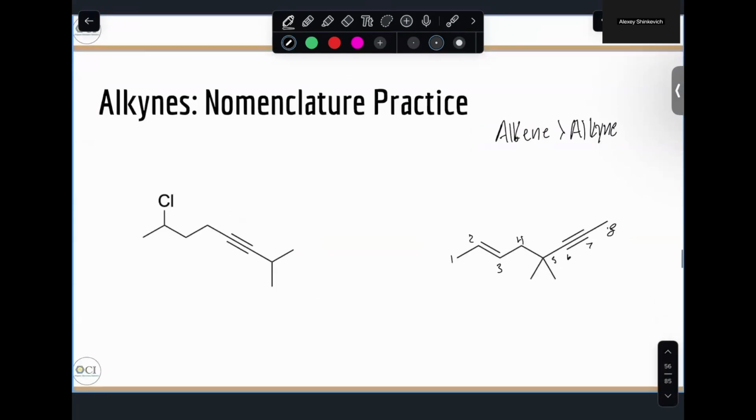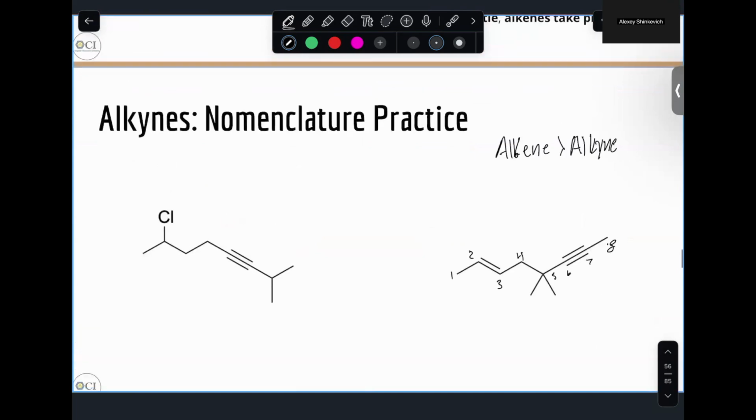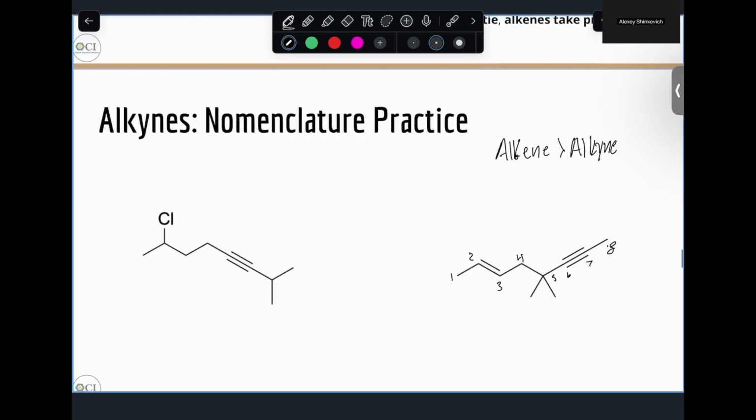So let's do some numbering and naming. So I'm going to do the second one with you guys because it's a little tricky. So first thing you do is you number the molecule. And we see that we have a double bond and a triple bond. So we're going to number it, making the double bond have the lowest possible numbers. So I labeled it like this with 1, 2, 3, 4, 5, 6, 7, 8.